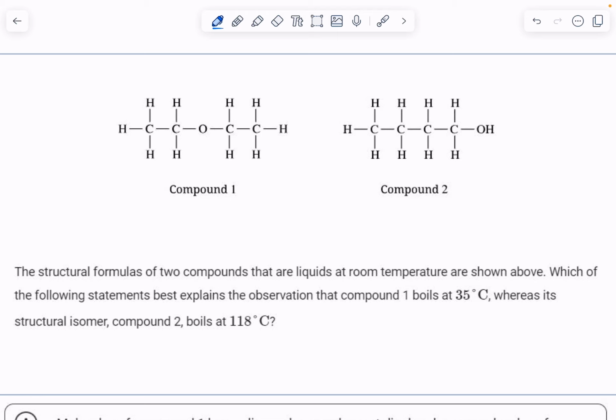Okay, first off, isomer just means same. So these are going to be compounds with the same amount of carbons, oxygens, and hydrogens, but their structures are different. And because of that, they're going to have different intermolecular forces. Now, compound 1 boils at 35 degrees Celsius, and compound 2 boils at 118 degrees Celsius. Before even answering which one has stronger intermolecular forces, I would think that compound 2 is going to have stronger IMFs.